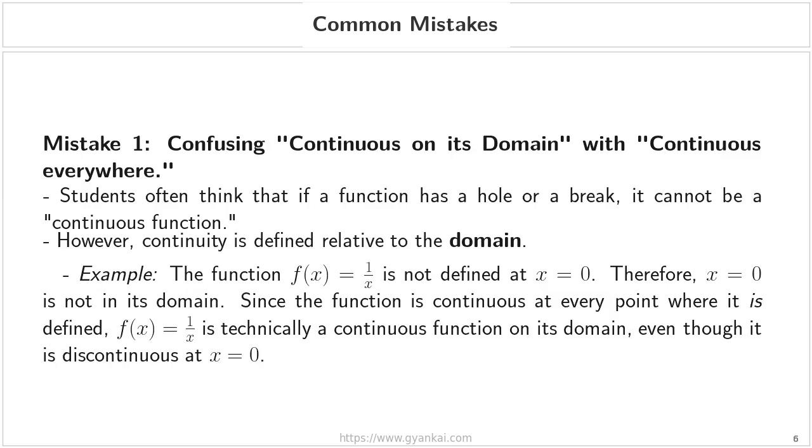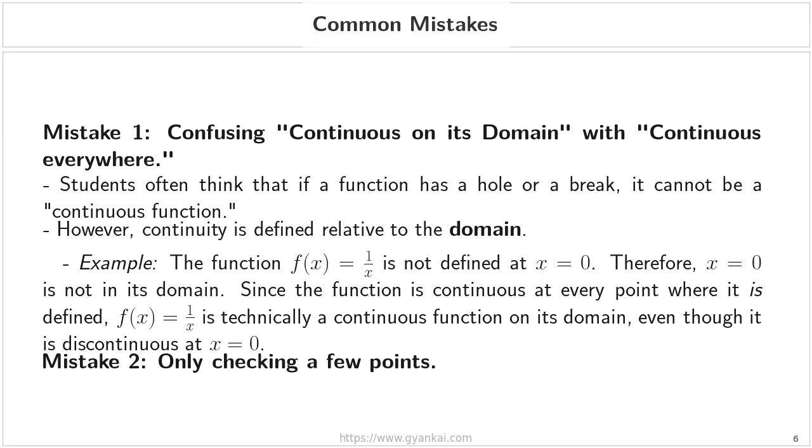To illustrate this, consider the function f of x equals 1 over x. This function is not defined at x equals 0. Therefore, 0 is not included in its domain. Because the function satisfies the conditions of continuity at every single point where it is actually defined, we technically call f of x equals 1 over x a continuous function on its domain, despite the fact that it is discontinuous at x equals 0. Moving on to the second mistake, only checking a few specific points.